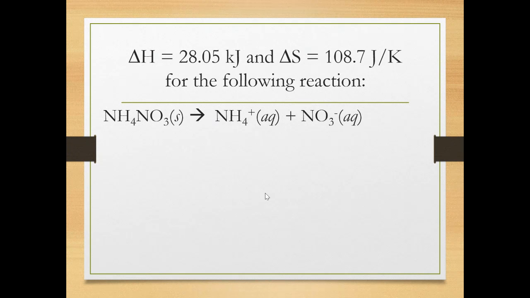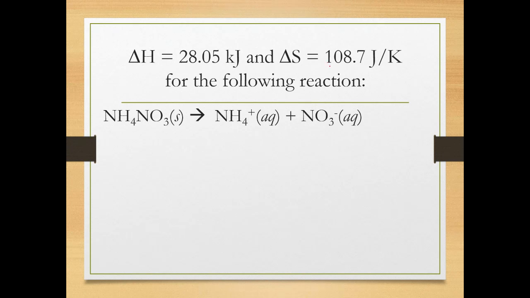So I have a reaction here. It's actually the dissolving of ammonium nitrate in water to produce ammonium ions and nitrate ions. The enthalpy change for this is 28.05 kilojoules. Notice that that's positive. So just thinking about this, this would not be a favorable condition because gaining energy is not favorable. This is an endothermic process. If you felt this when you dissolved ammonium nitrate in water, it would feel cold because it is actually absorbing energy. Delta S is positive 108.7 joules per Kelvin.